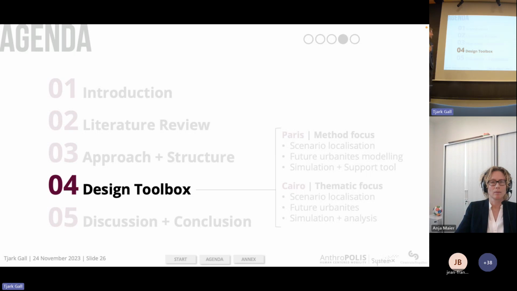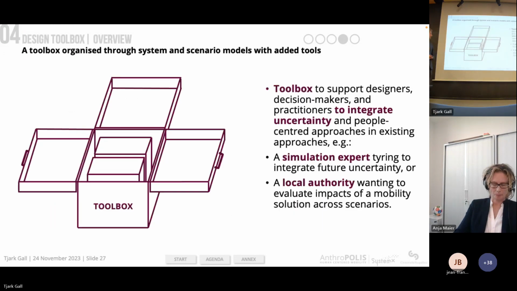Then we come to the design toolbox, and this is the section I will spend most time on. This is more or less the key contribution, which is constituted of different elements. And as introduced before, I will talk first about it in general, and then focus on the 2 different case studies. By toolbox, I tried my best to visualize the toolbox.